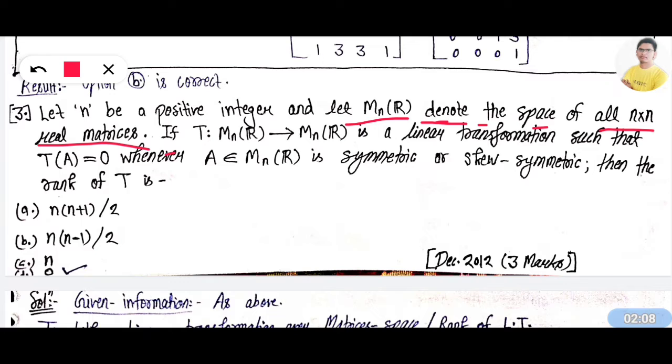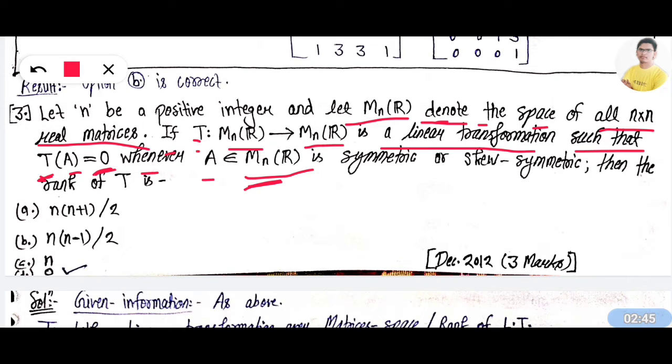Now, T is a map from M_n(R), the space of n cross n matrices over the real field, to again the space of real matrices. T is a linear transformation defined in such a way that T takes all the n cross n real matrices to the 0 matrix. It's very interesting. Whenever A belongs to M_n(R), meaning any n cross n real matrix, this particular transformation is going to map it to 0.